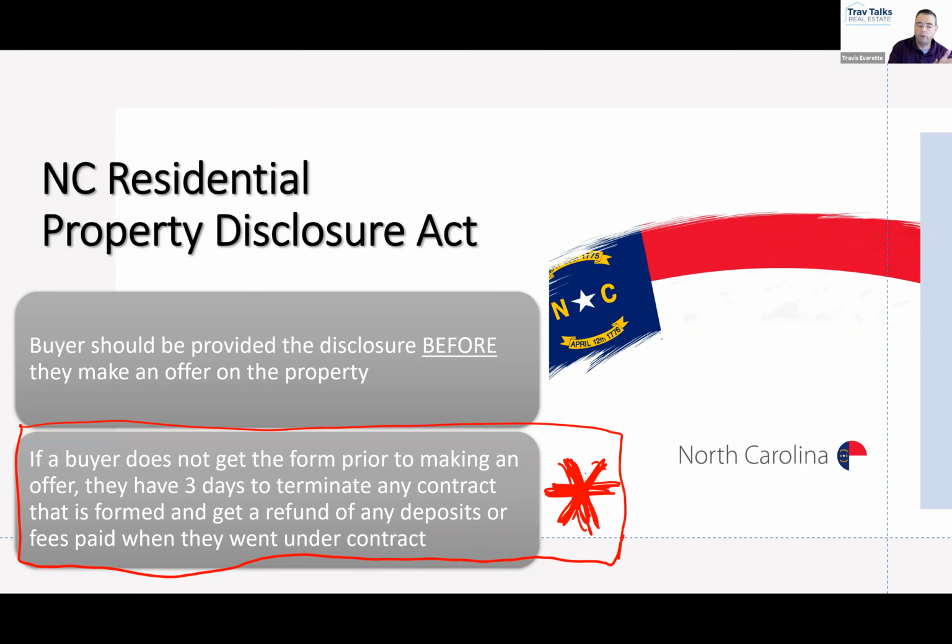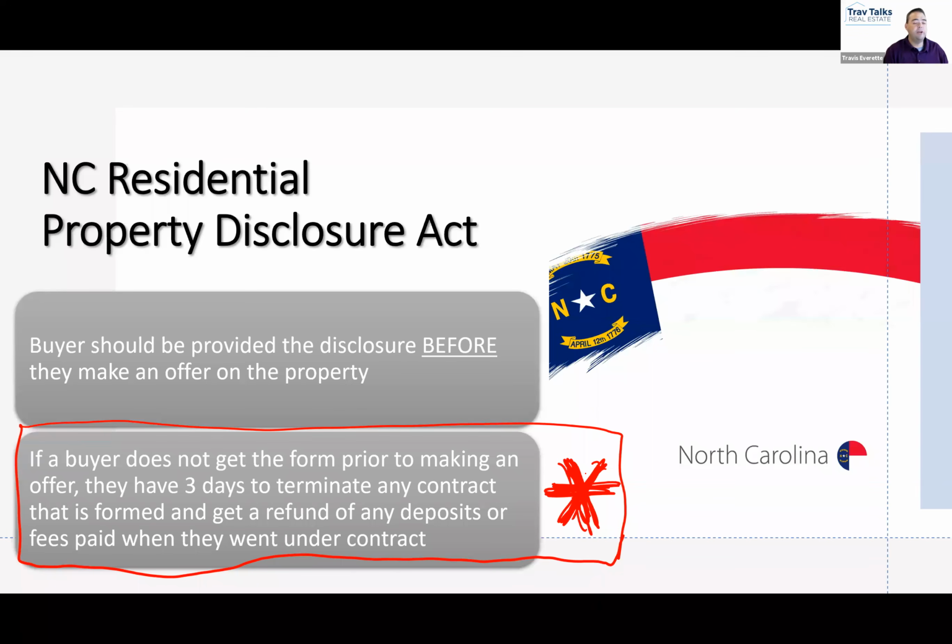So if a seller wants to make sure that doesn't happen, wants to make sure that a buyer does not have this ability to just terminate for no reason within that first 3 days, the seller should make sure that the buyer sees this form when they make an offer. Is everybody good with that? Yep, test question potential for sure.